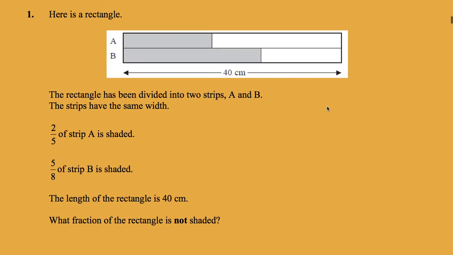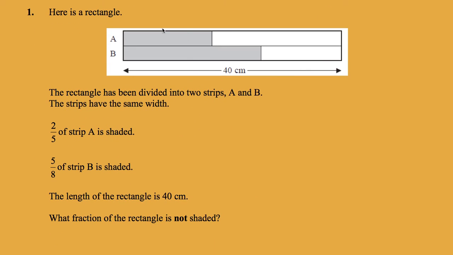Question 1, here is a rectangle. The rectangle has been divided into two strips, A and B, and the strips have the same width. So A is half of the rectangle and B is the other half. 2/5 of strip A is shaded and 5/8 of strip B is shaded. The length of the rectangle is 40 centimeters. What fraction of the rectangle is not shaded?